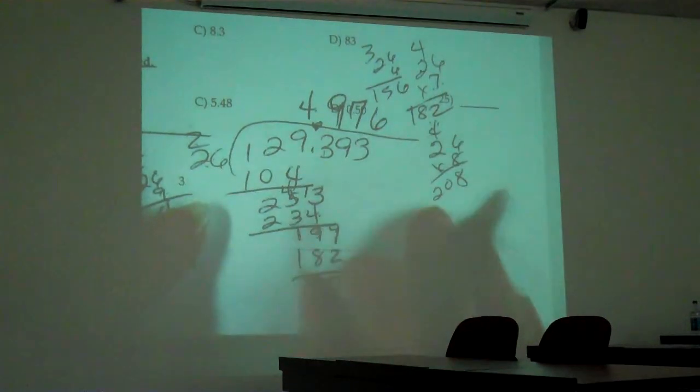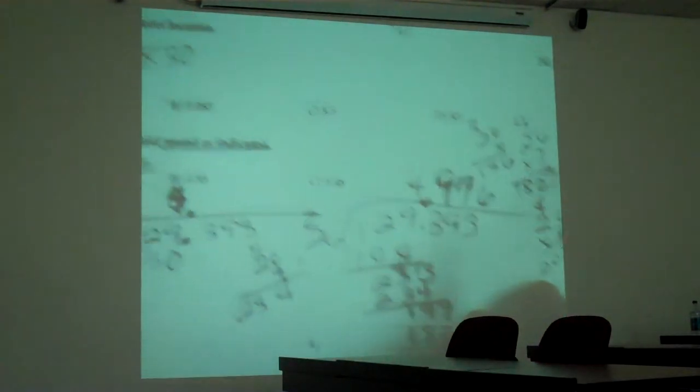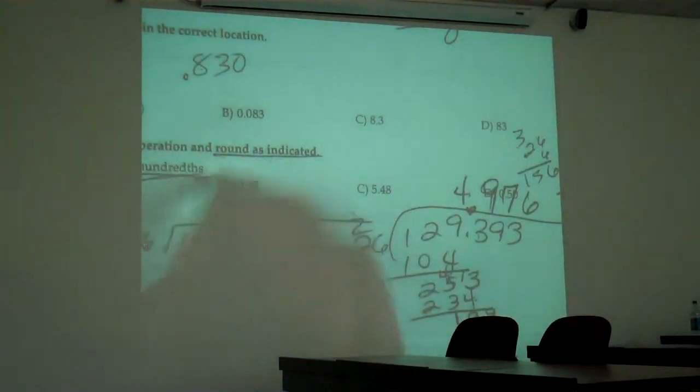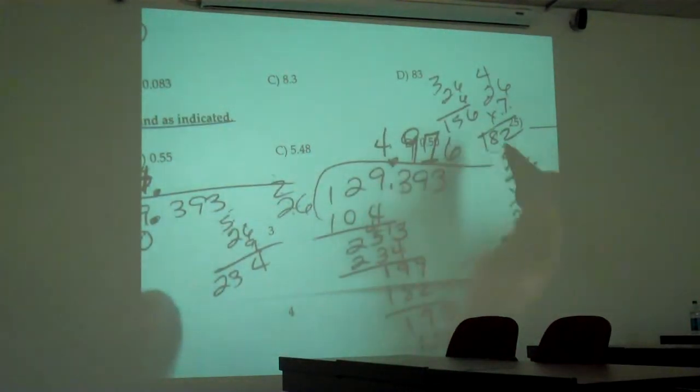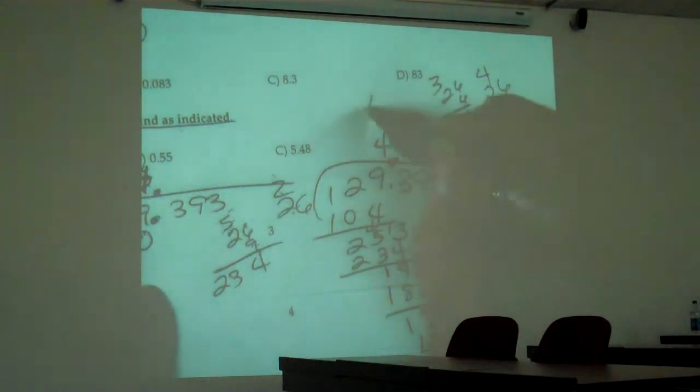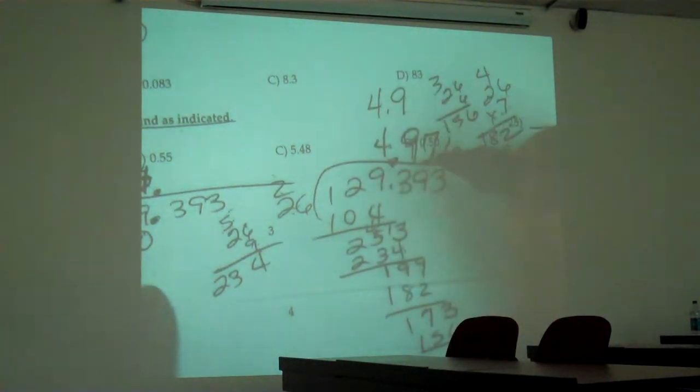What did it say to round to? Yes, hundredths. Okay, the hundredths is right here, so we don't need to keep going. We have a number past the place we're rounding to. So we're going to go up 1 here, so it'll round to 4.98.